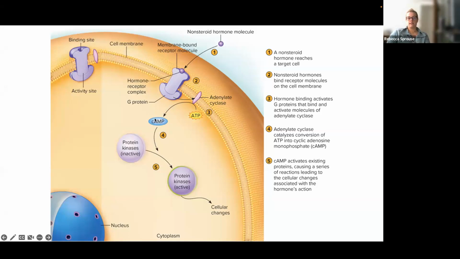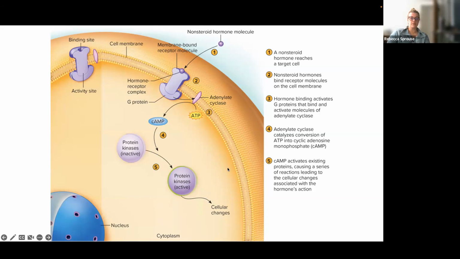And then cyclic AMP is going to come over here and tell these protein kinases to start working, right? These enzymes are going to activate different proteins to promote cellular changes of whatever it might be. So like epinephrine, for example, let's say this is epinephrine, and that binds here, and then the G protein comes over here, activates adenylate cyclase, which forms cyclic AMP, which tells whatever protein is involved in increasing the heart rate to start working and increase that heart rate.